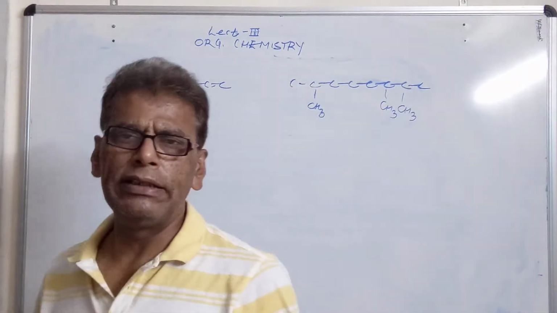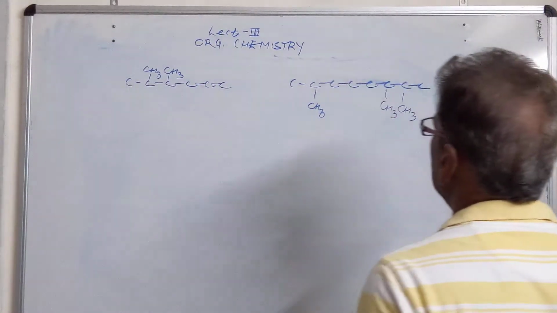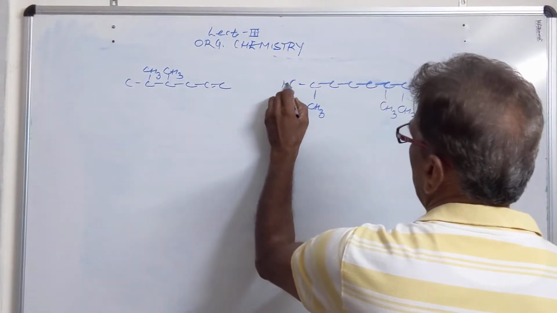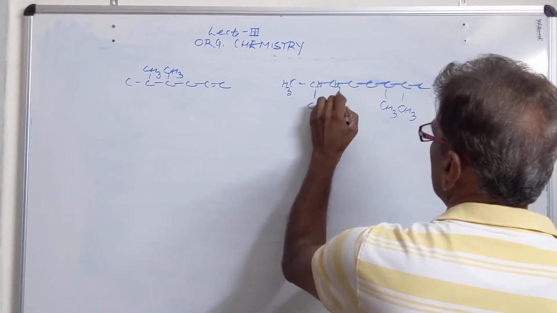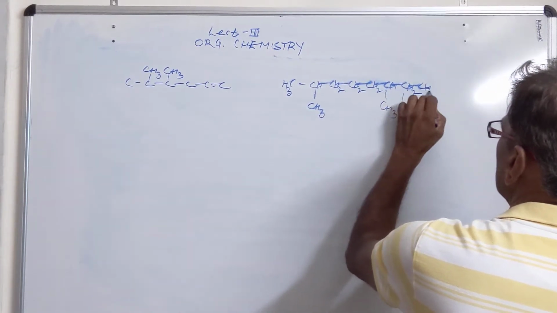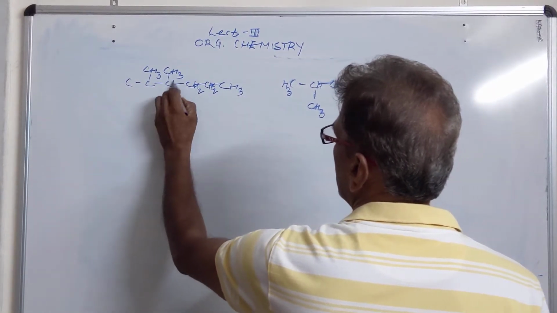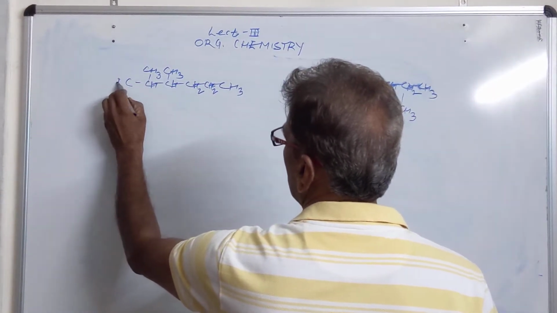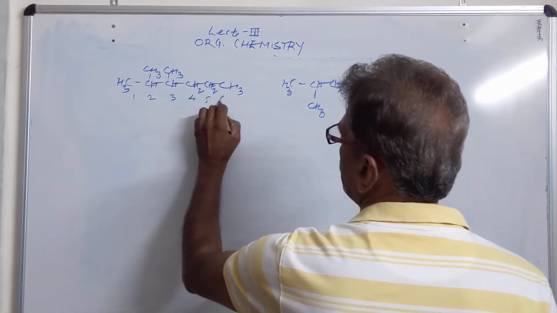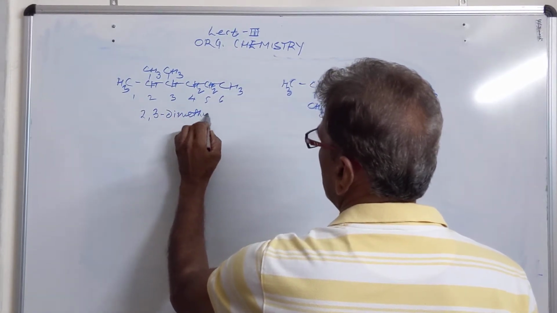So how to number these chains? These chains are to be numbered from that end which gives lowest number to the first substituent. In this case we have number 2 from here. So this system will be 1, 2, 3, 4, 5, 6. This is 2, 3 dimethyl hexane.